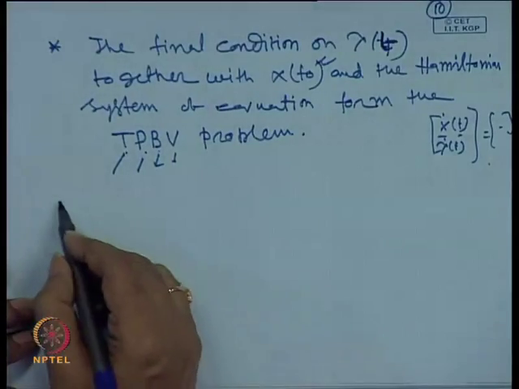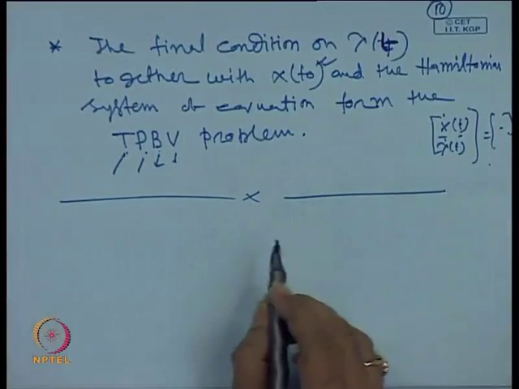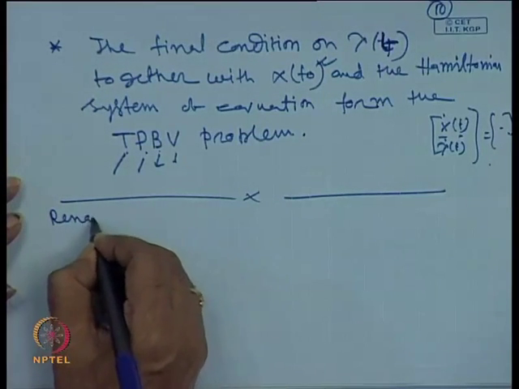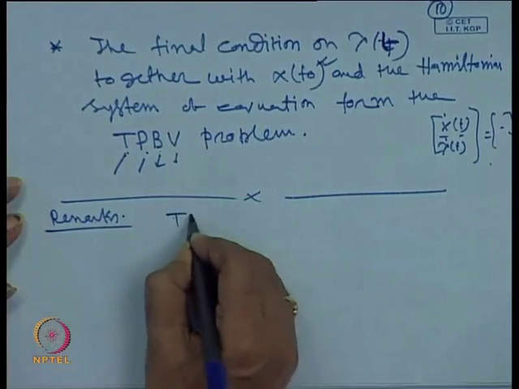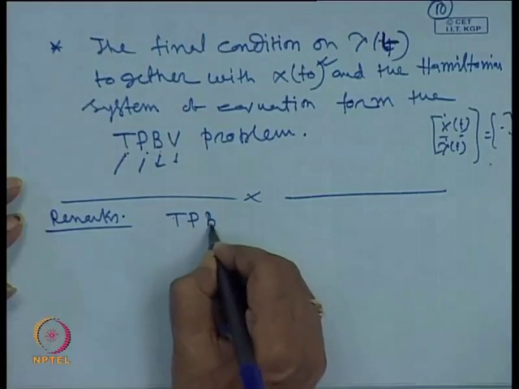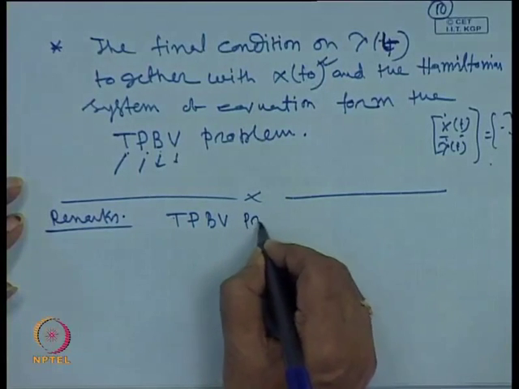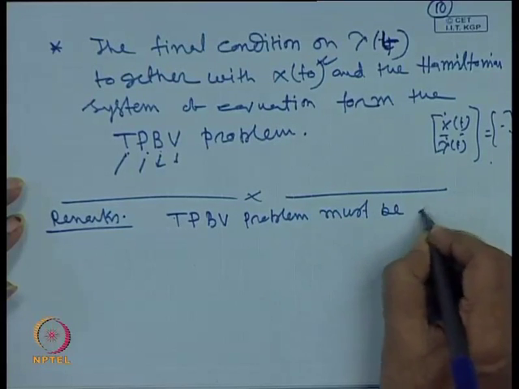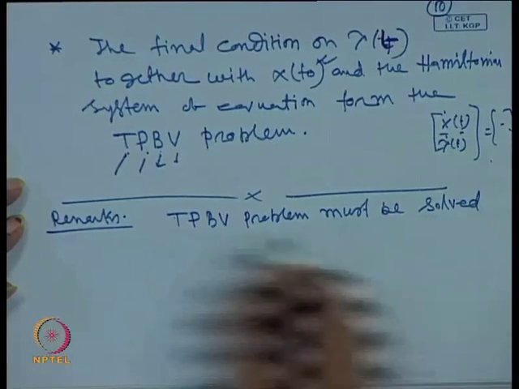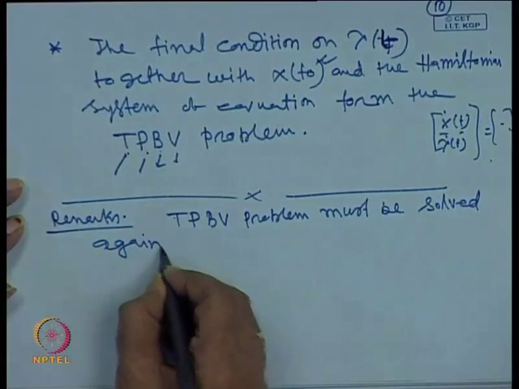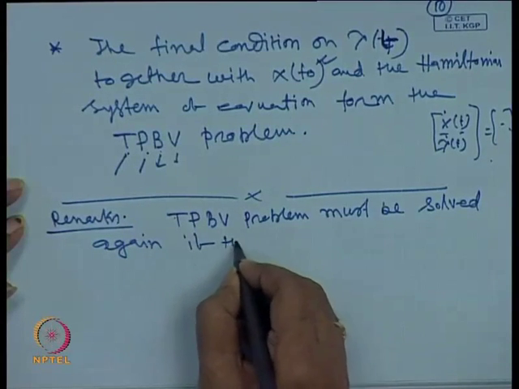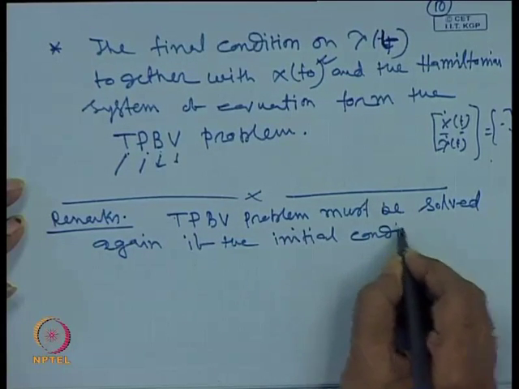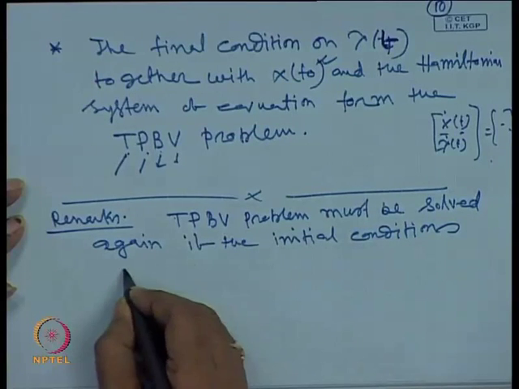Now, as a remark, you can write that the 2-point boundary value problem must be solved again if the initial condition changes.